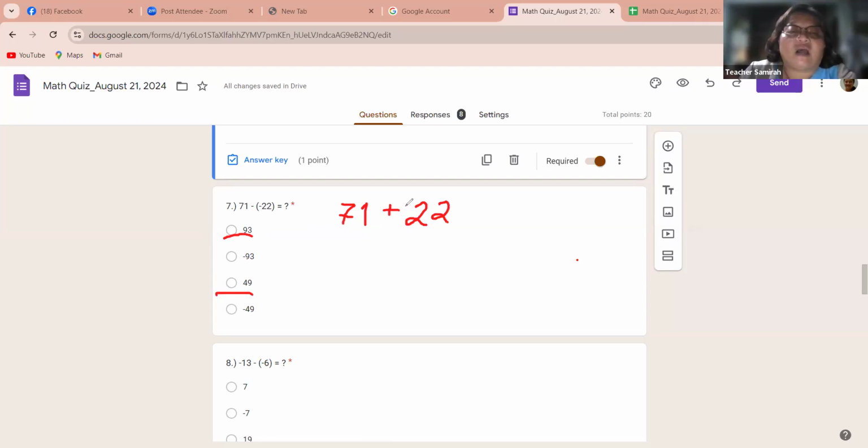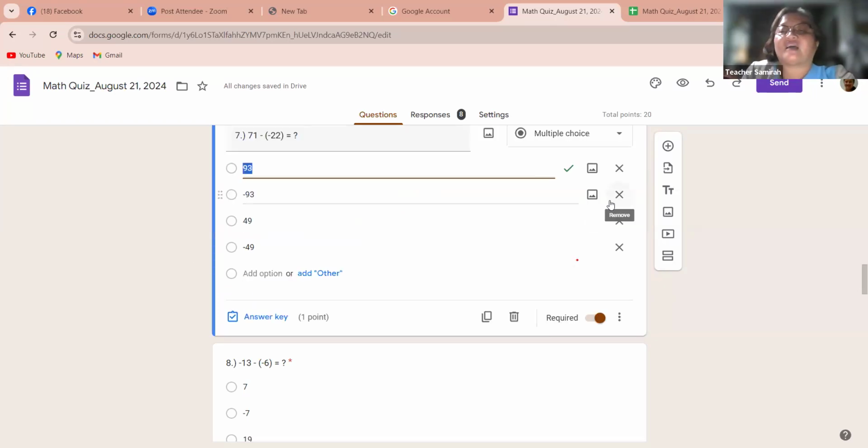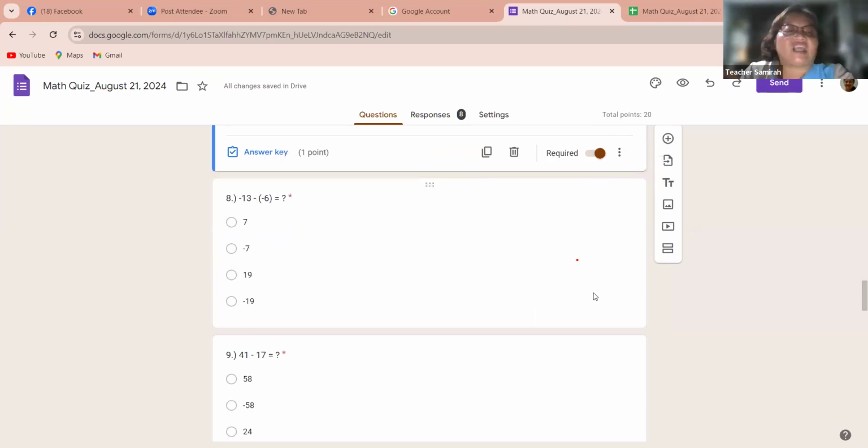We are talking about addition here, so we should add this. 71 plus 22 will be equal to what? 93 or 49? 93. Okay, let us see if we got the correct answer. Very good. The correct answer is 93.